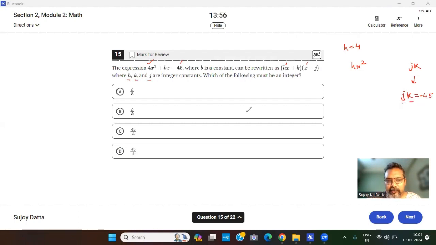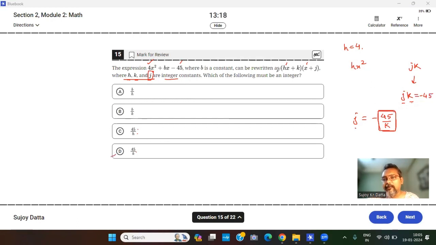So k and j are integers. If you look at the options now, b will be the middle term, but before we get to b, let us check what this is saying. 45 over h. Now 45 over h is not an integer because h is 4. What about 45 by k? From here, can I write that j is negative 45 upon k? But according to this information, j is an integer. If j is an integer, then this 45 over k has to be an integer, right? So D is the answer.